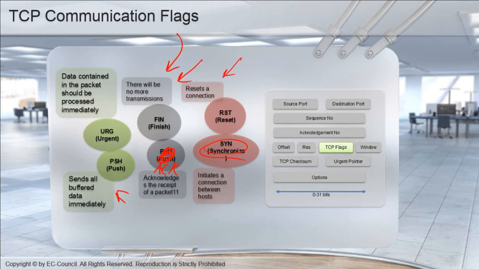Additionally, you've got a push, which says send all of your buffer data immediately. And you have urgent, which is a flag that says this should be processed immediately. What that boils down to is you've got a TCP header, looks something like this, like source, destination, port numbers, sequence numbers, acknowledgments, etc. Within here are TCP flags.